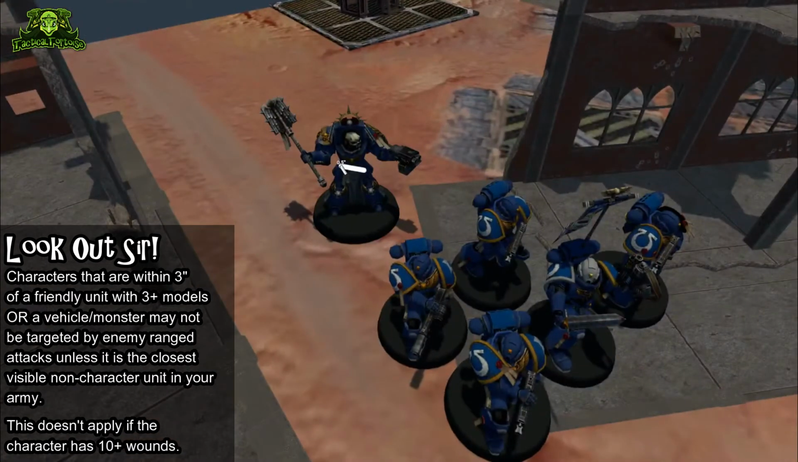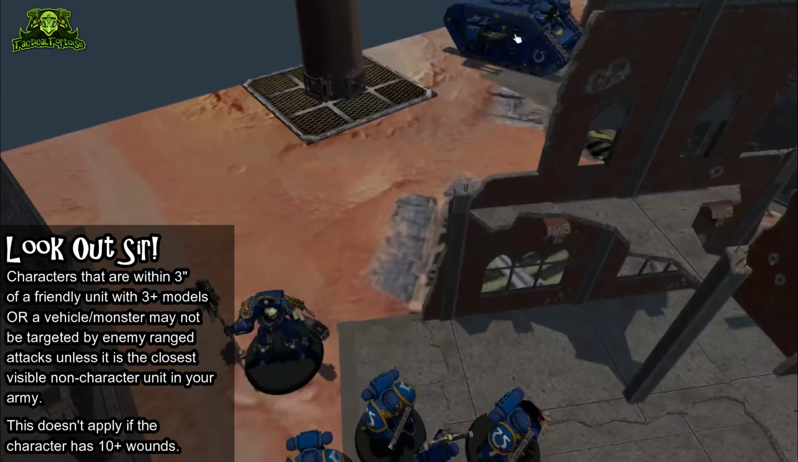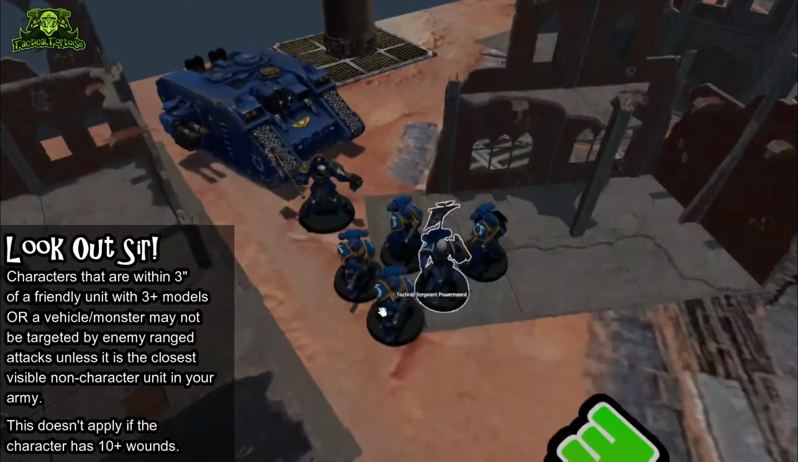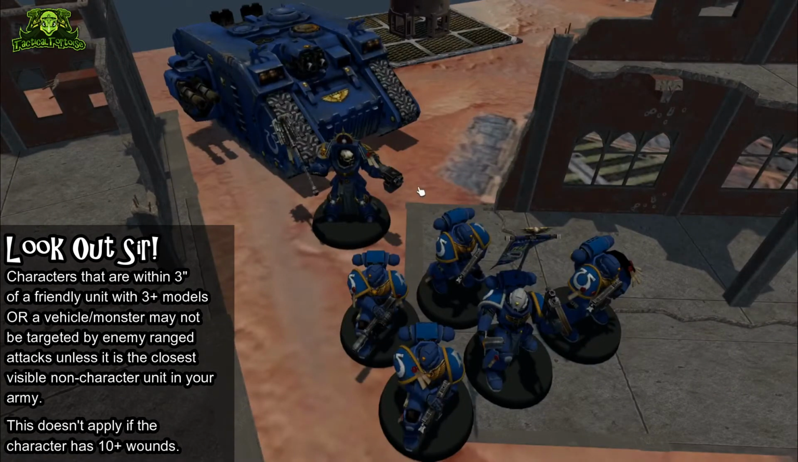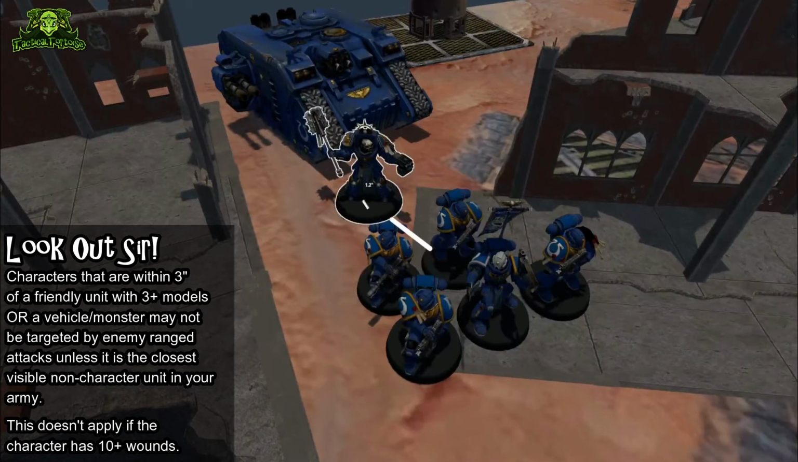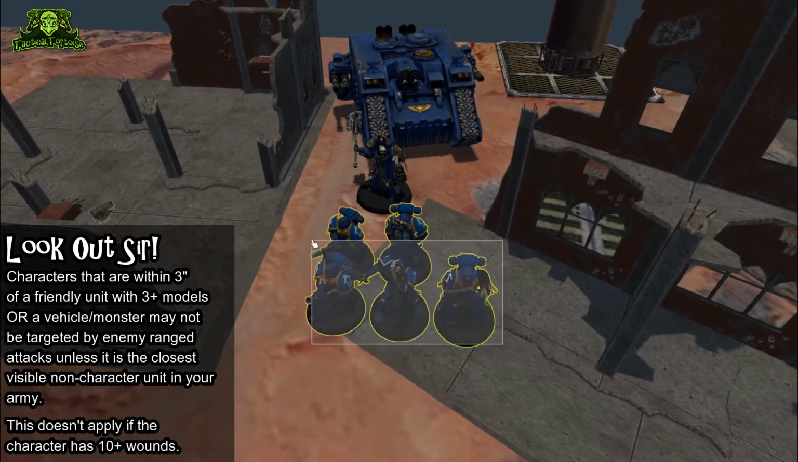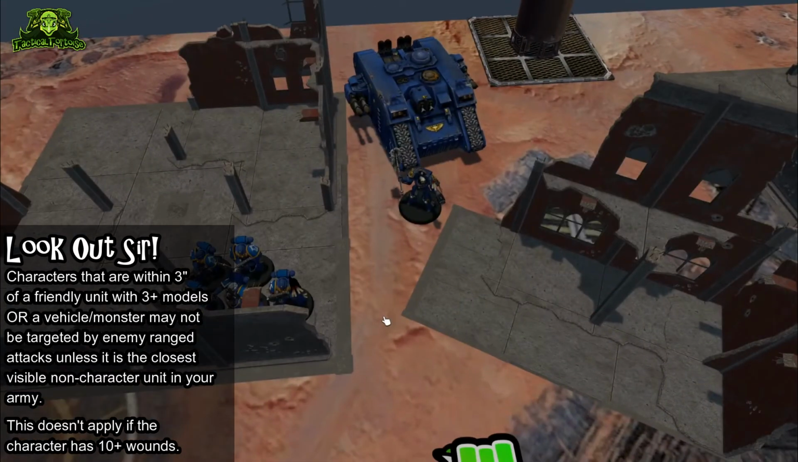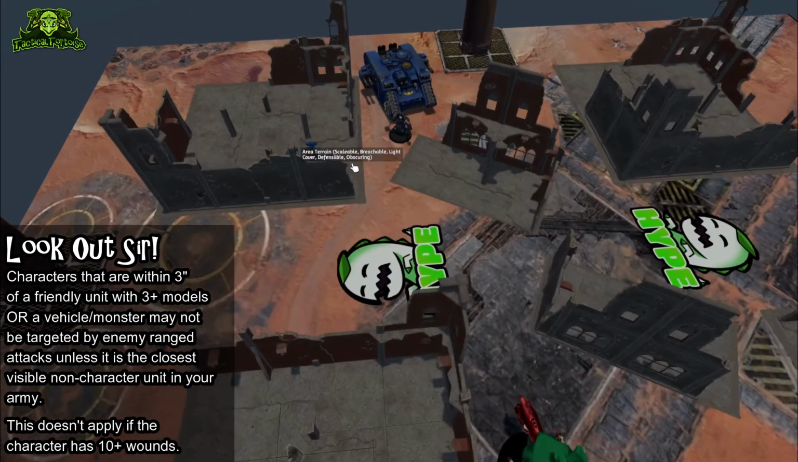As long as the character is within 3 inches of another friendly unit that has at least 3 models in it, or is a big vehicle or monster itself that is not itself a 9 or less wound character, then it gains the attribute of being Lookout Sir'd for. This is essentially the unit bodyguarding for them, blocking hits for them, or just telling them to keep their head down. As long as the unit is being looked out for, if an enemy model is choosing targets for a ranged attack, it cannot choose them to be the target if there are any other friendly models closer.